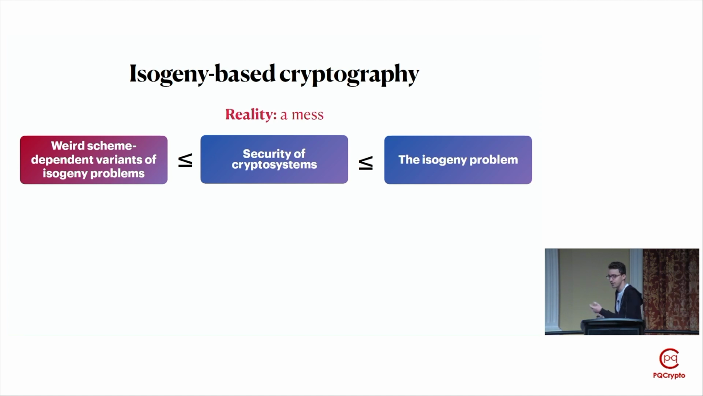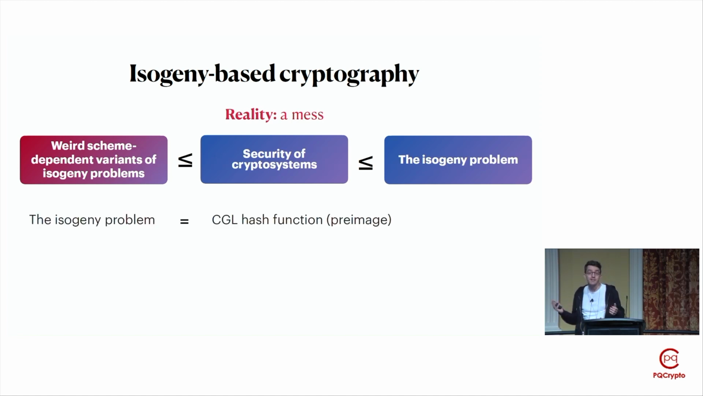What we have instead is a bunch of weird scheme-dependent variants of the isogeny problem. Here are a few examples. Let's start with a good example. Sometimes the isogeny problem does also serve as a lower bound. We can prove that breaking the CGL hash function, or finding preimages of the CGL hash function, for Charles, Goren and Lauter, is equivalent to the isogeny problem. So here's a good example. Here's another one, maybe not as good, but pretty close.